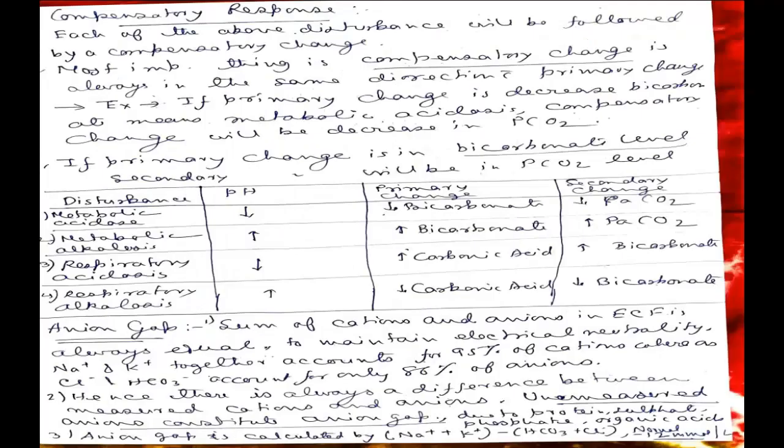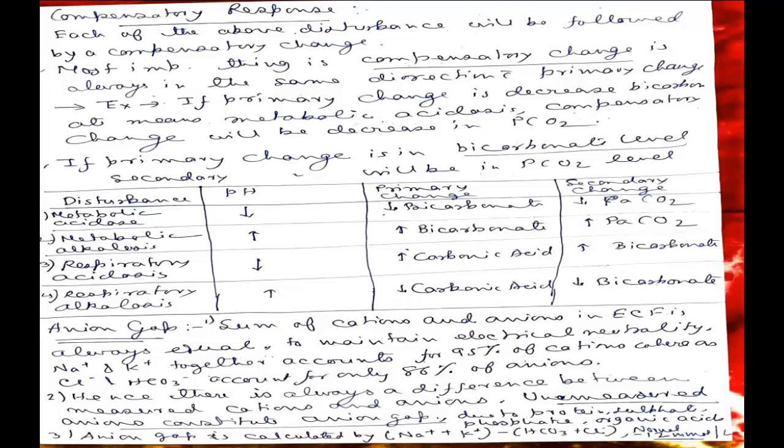Compensatory response. Each of the above disturbances will be followed by a compensatory change. The most important thing we should remember is that the compensatory change is always in the same direction as the primary change. That is, if the primary change is decreased bicarbonate, that means metabolic acidosis, the compensatory change will also be decreased PCO2. If the primary change is increased bicarbonate level, the secondary change will be an increase in partial pressure of carbon dioxide.